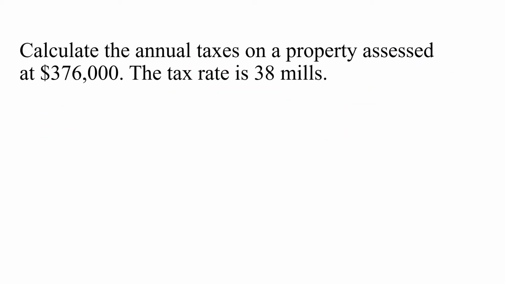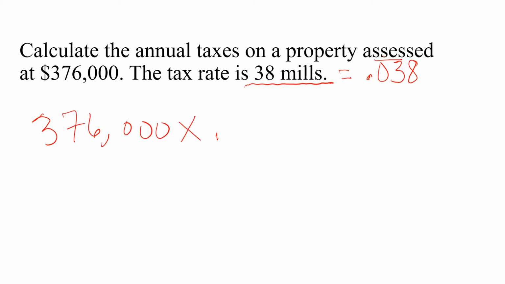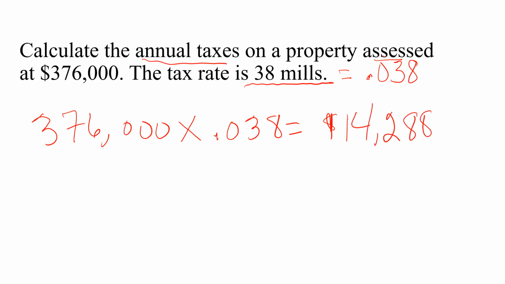Calculate the annual taxes on a property assessed at $376,000. The tax rate is 38 mils. Okay, so let's not get confused here. That just means 0.038. So we take our assessed value of 376,000, multiply it by our tax rate, and that gives us the annual taxes of $14,288.